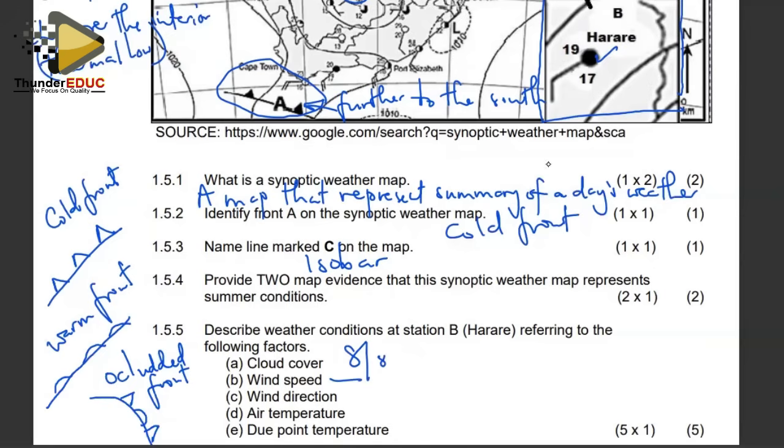Then wind speed, we see it here. This is a full feather, so it represents 10 knots. Look at wind direction. Where is this pointing towards? It is pointing towards the southwest.